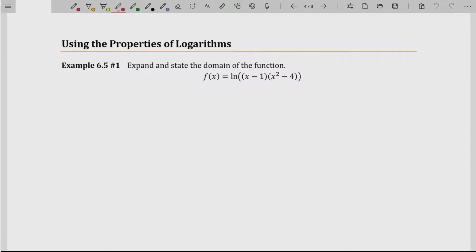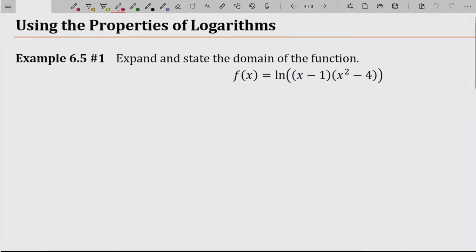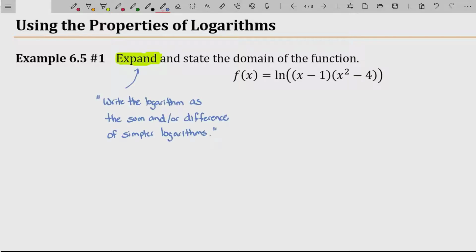So let's take a look at this example. Expand and state the domain of the function. Now, when you see that word expand, really what that means is write this logarithmic function as the sum or the difference of more simple logarithmic functions. This is known really as a heuristic method because you have to get used to what it means to have a simpler logarithm.